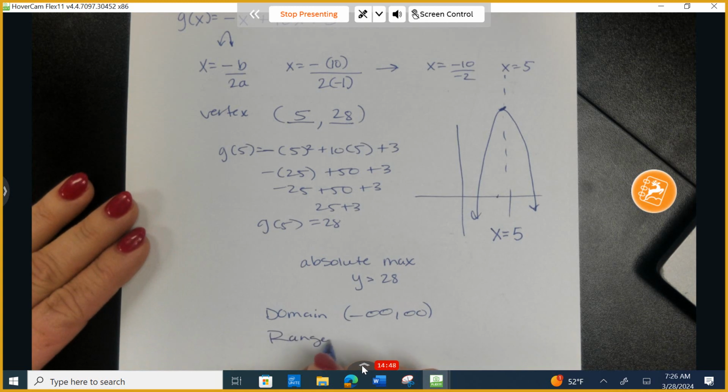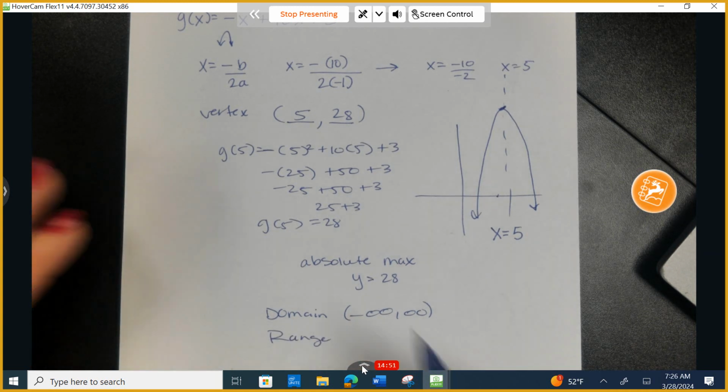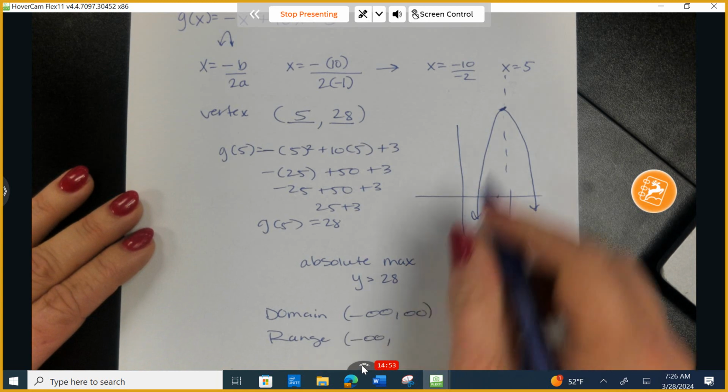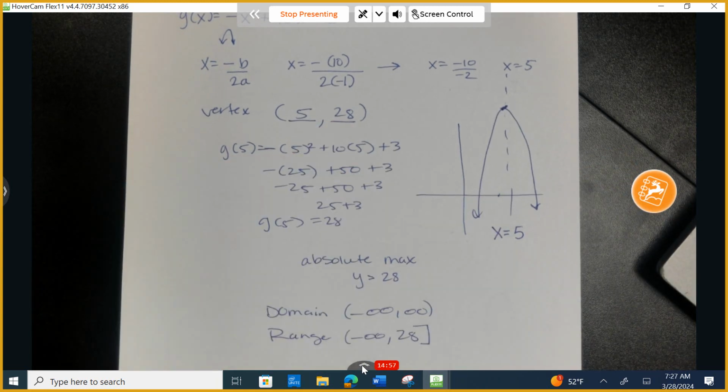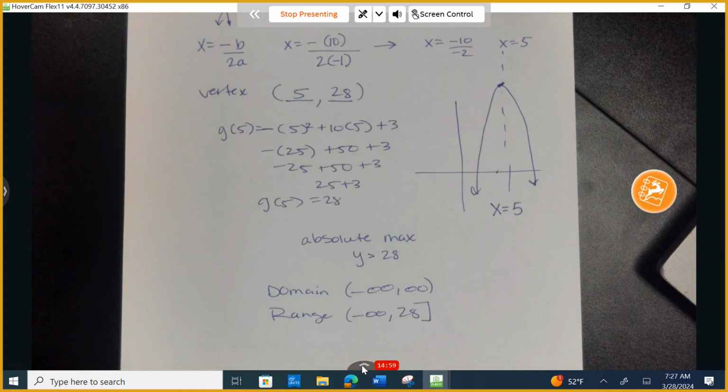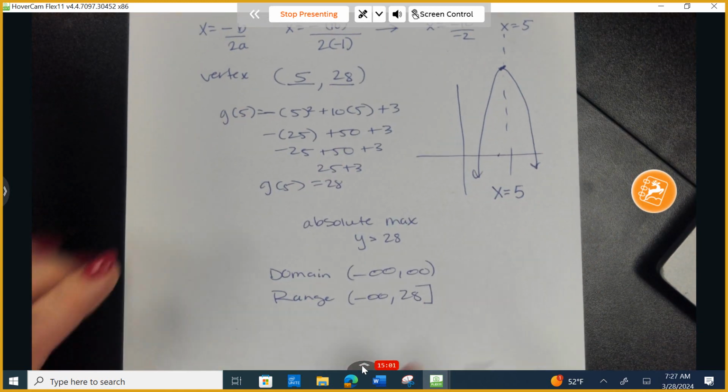Now the range, we always go from the lowest up to the highest. There's no limit how low it goes. It goes up as high as a y value of 28, and there's actually a point at 28 for y. That's why we need to include the brackets.